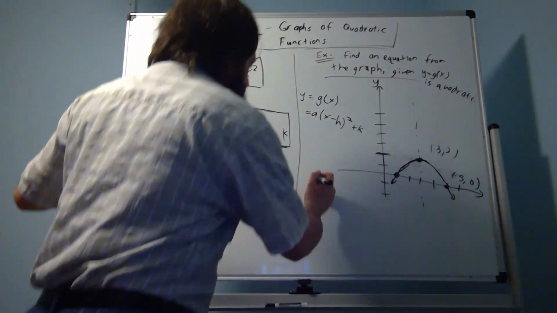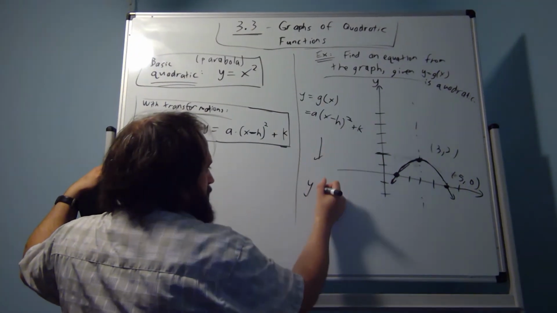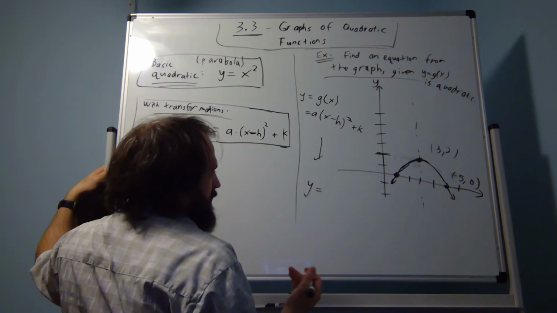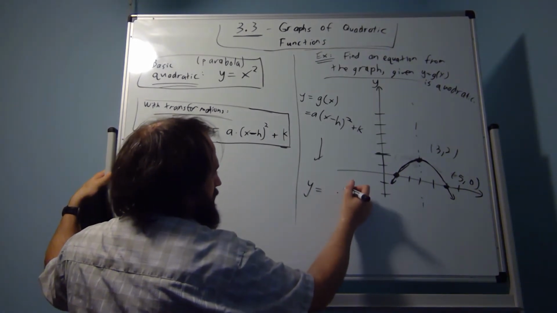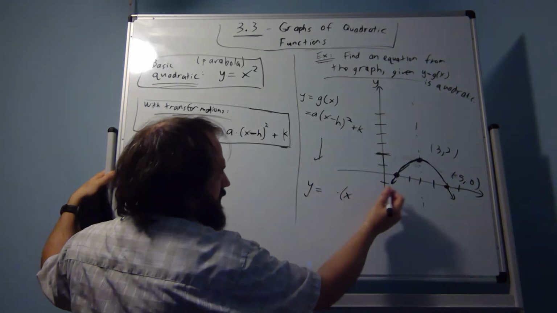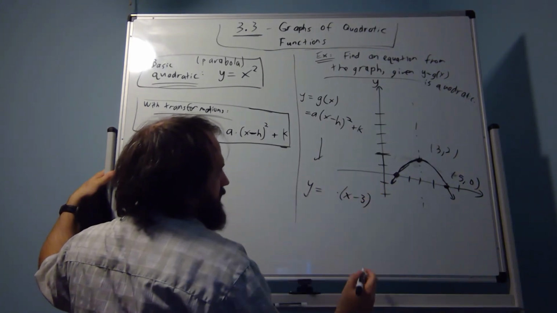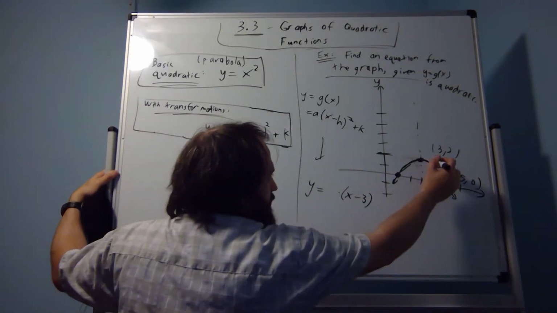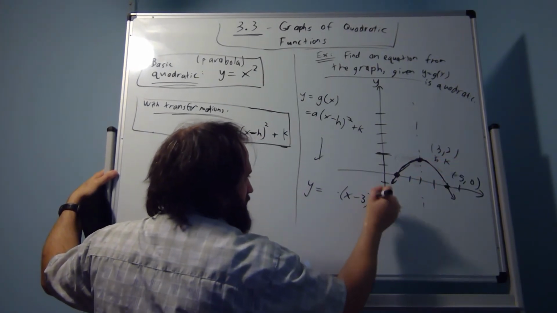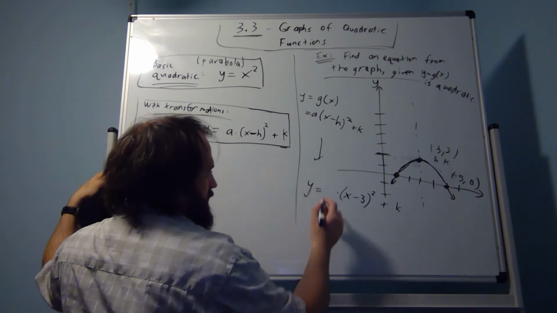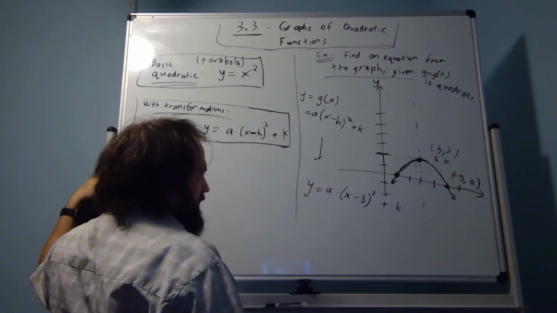Well, we know immediately that y is equal to a times (x minus, well, h is 3) squared plus k. That's h and that's k, so we know it's this. And well, the only thing is we don't know a yet.